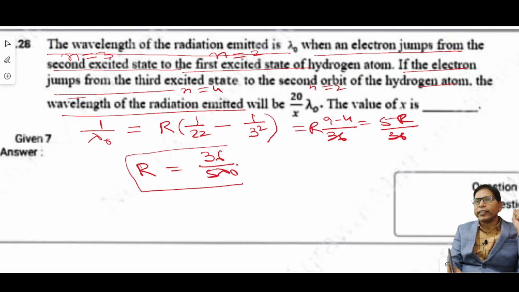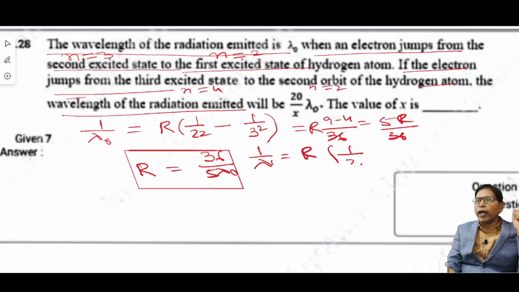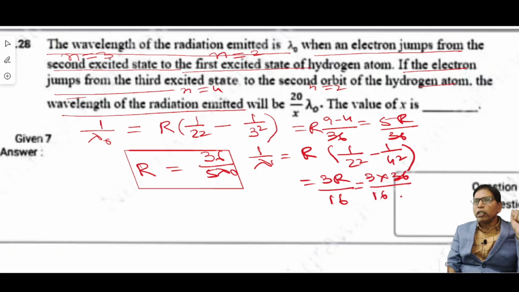Now, in the second case, 1/λ' equals R into (1/2² for the second orbit minus 1/4² for the fourth orbit). So, this is 3R/16. Now, if you put the value of R, you get 3 into 36 divided by 16 into 5 into λ₀.